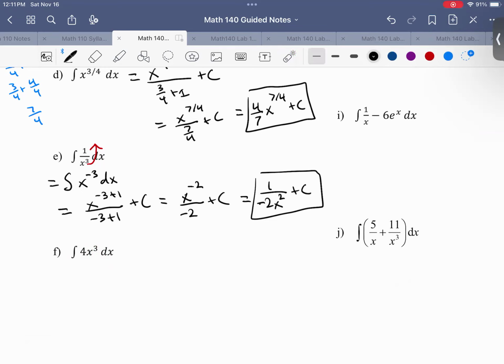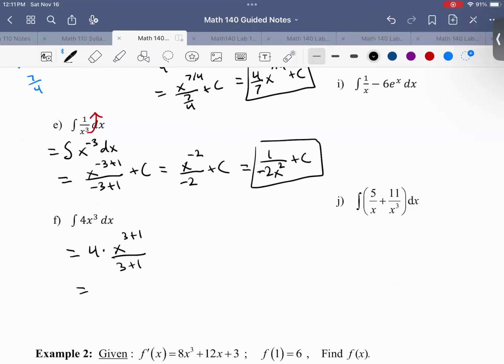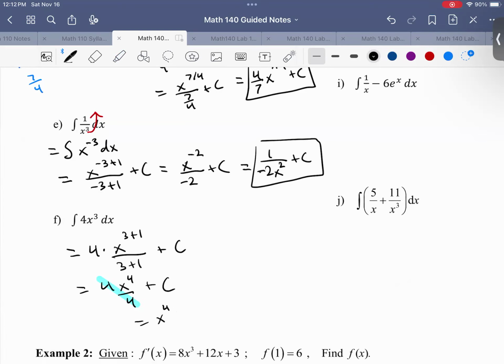So what we have here is I'm just going to leave the 4 alone. 4 times x cubed plus 1 over 3 plus 1. And this becomes 4x to the 4th over 4. And I can cancel out these 4's. Forgot my c. See, it's easy to forget. And what I'm left with is x to the 4th plus c. This is kind of like that example in the beginning of the section.